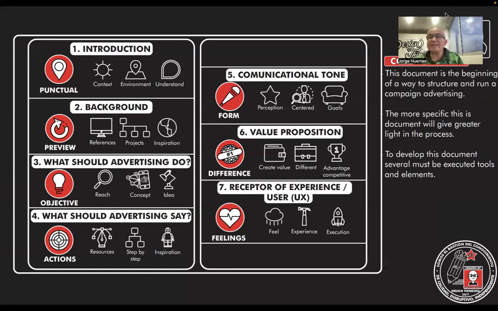As a conclusion, we can say that this document is the beginning of a way to structure a campaign of advertising. The more specific the document is, the better it will be and the better results it will have. The development of this document must be executed with specific tools, and I have to understand and have specific information that can allow me to develop a better campaign.